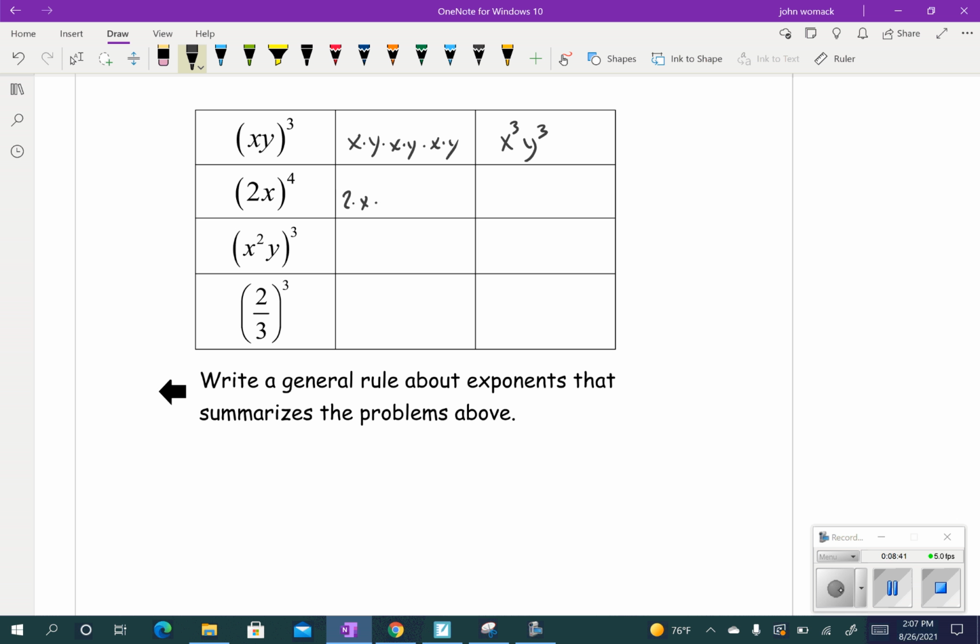So times the x squareds together. X squared times x squared times x squared. Remember our rule is you add up the powers. So 2 plus 2 plus 2, 6. And there's y times y times y. So add up their powers, y to the 3rd.